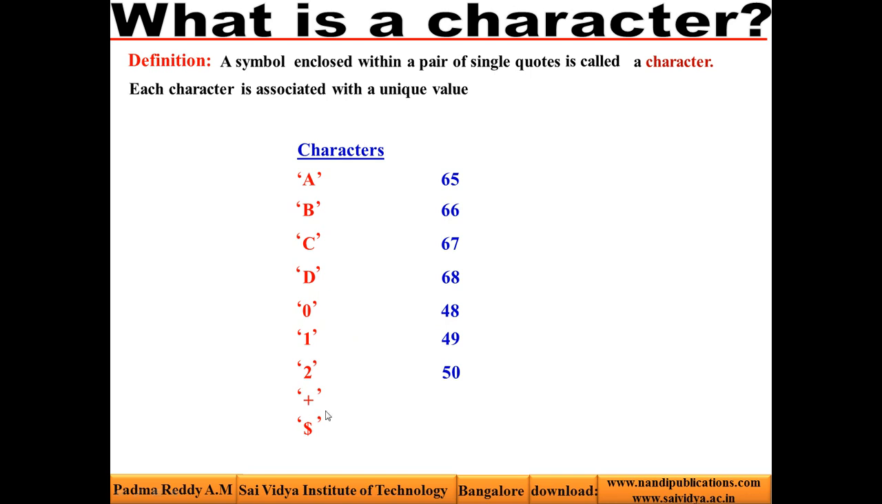What about the character plus? The character plus has an ASCII value, an integer value, 43. The dollar symbol has the value 36. These values are all called ASCII values. So each character is associated with a unique integer value called an ASCII value. These are all ASCII values for these characters.